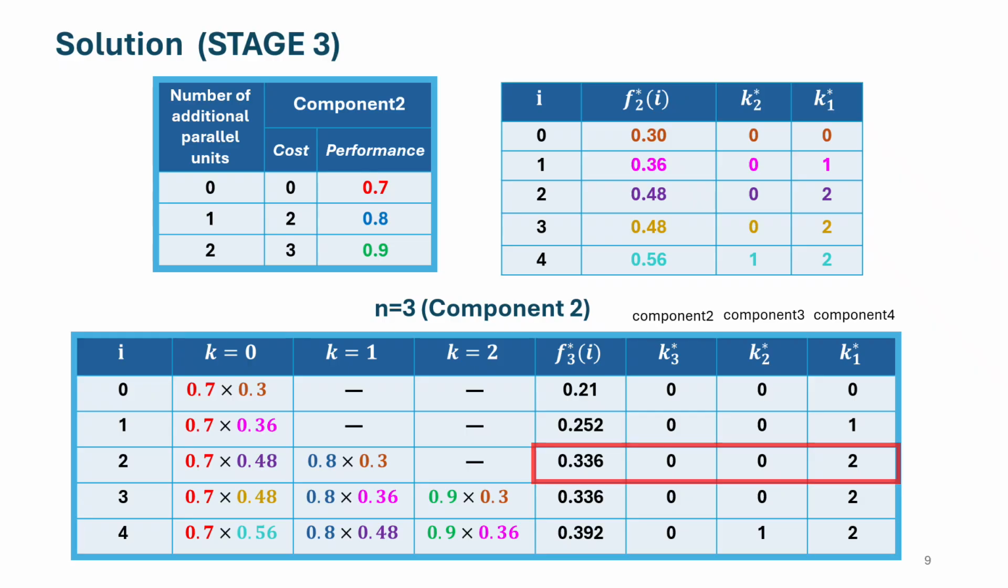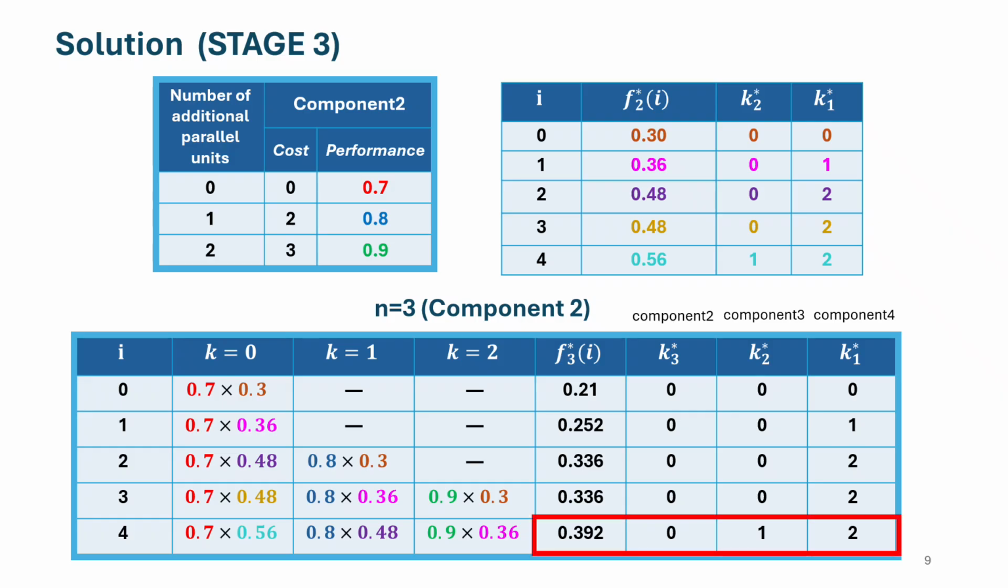For a budget of $2, comparing the options, the maximum performance is 0.336. This is achieved by selecting 0 units for component 2, 0 units for component 3, and 2 units for component 4. For a budget of $3, after examining the choices, the best performance is 0.336. This results from a combination of 0 units for component 2, 0 units for component 3, and 2 units for component 4. And finally, for a budget of $4, after reviewing all possible scenarios, the best final performance is 0.392. This is achieved by selecting 0 units for component 2, 1 unit for component 3, and 2 units for component 4.